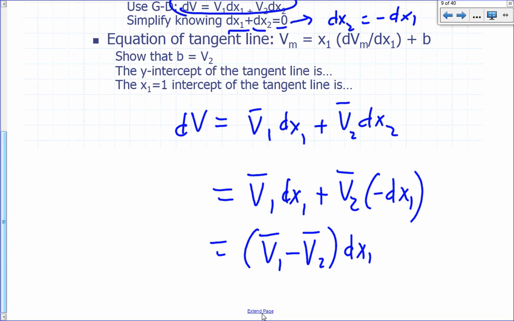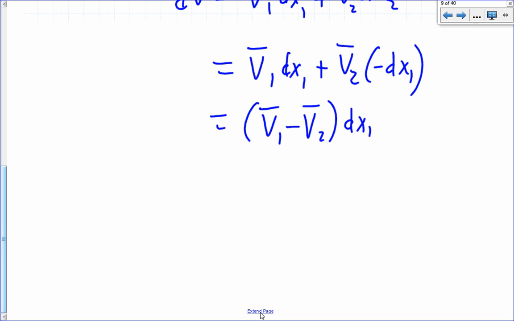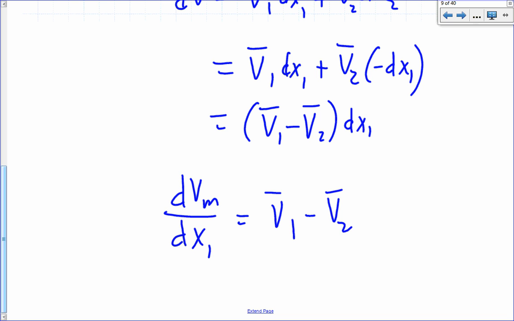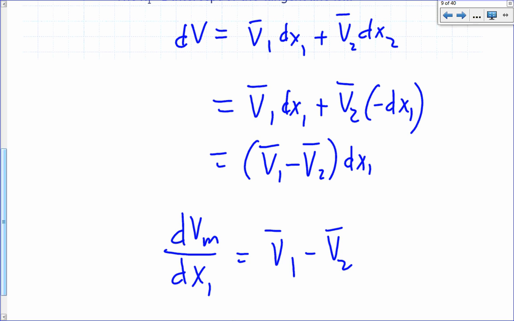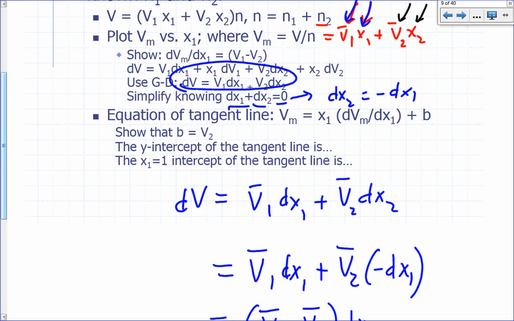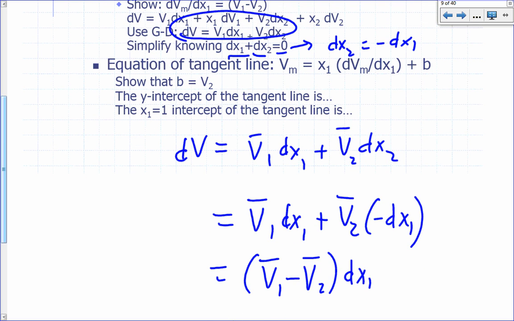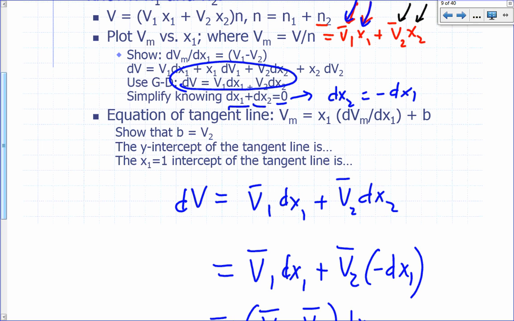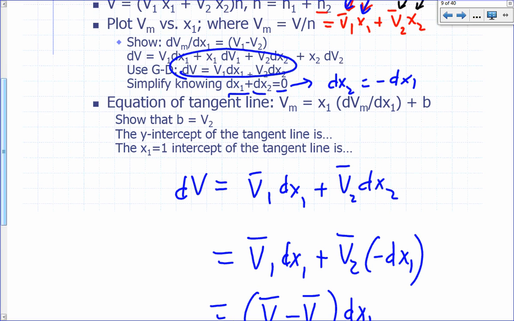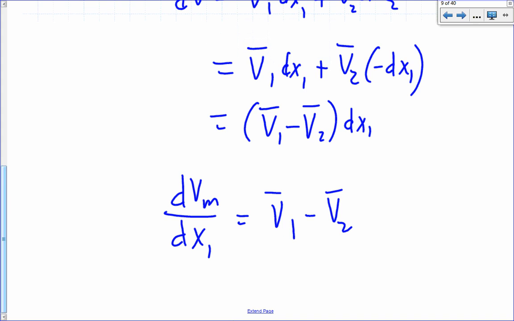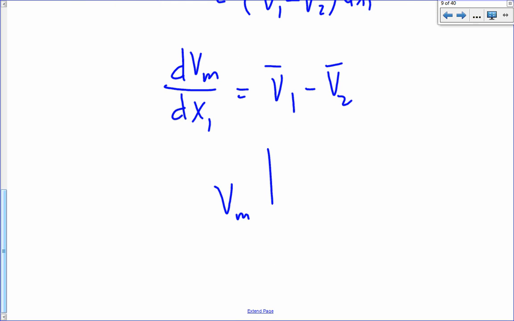So that means that dVm/dx1 is just V1 bar minus V2 bar. So the difference in the partial molar volumes is just the slope of the tangent line to your plot of Vm versus x1. Okay, so if I were to plot molar volume versus mole fraction of component 1, the range of values for mole fraction is 0 to 1, right?